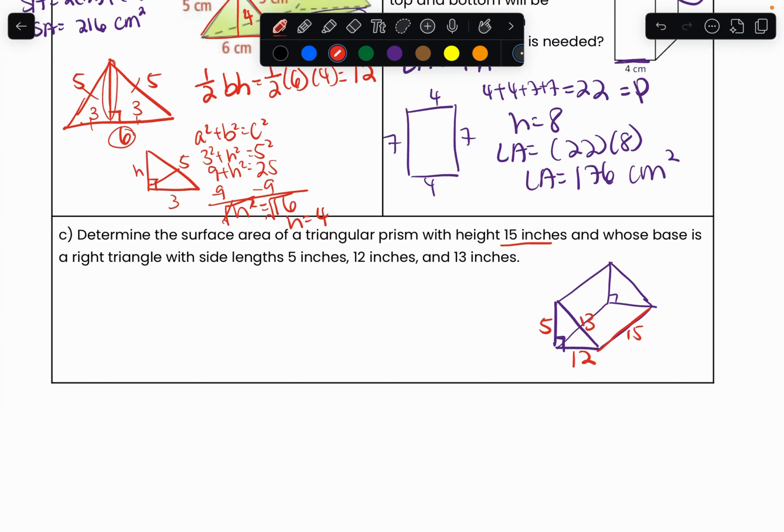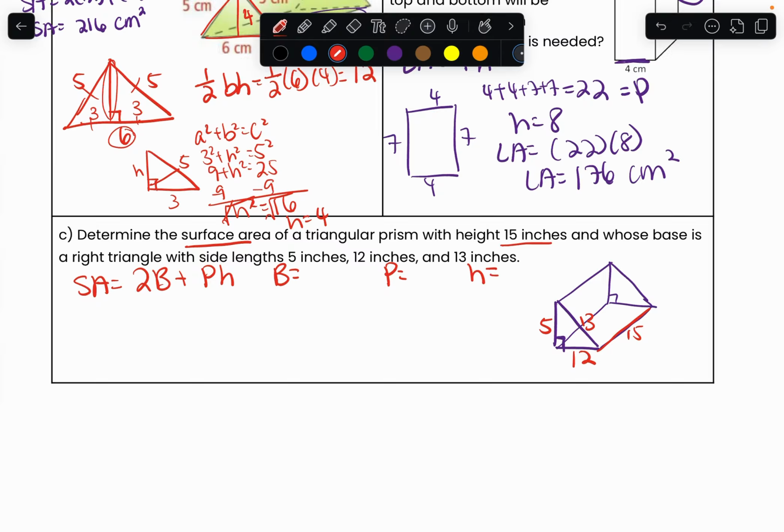Then it says, let me find my surface area, okay? Now to find my surface area, I need to write out my surface area formula, which is that surface area equals 2 of my bases plus my lateral area, or perimeter times height. Now we need to first find the area of my base, then I need to find my perimeter, and then I need to find my height.